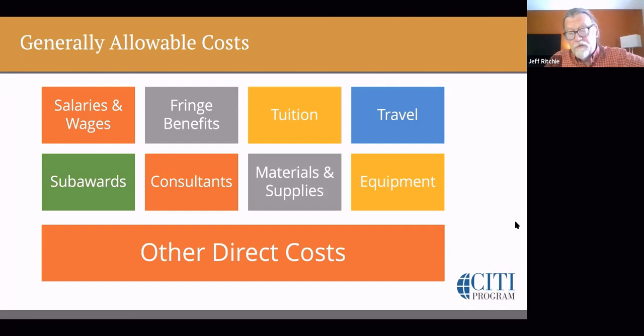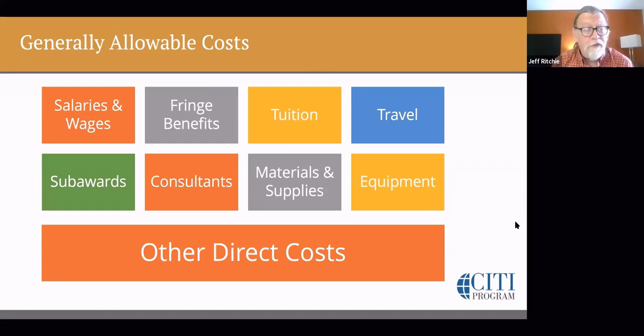Salaries and wages and benefits, graduate tuition that Katie had just referenced, travel, subawards, consultants, material supplies, equipment, and the ever popular other direct costs. So, these are all the essential building blocks. If you go online, you can find any number of Excel templates that will assist you in building your budget. And of course, you can make your own if that's what you prefer.